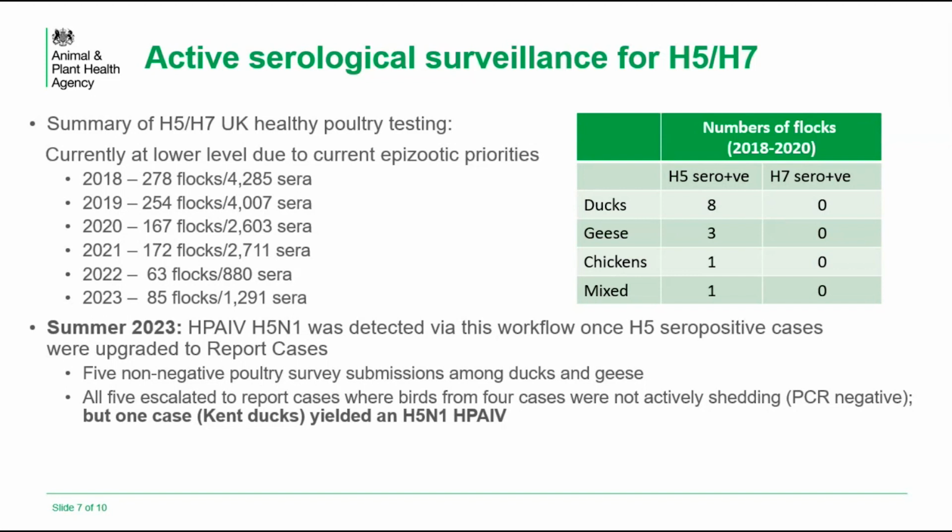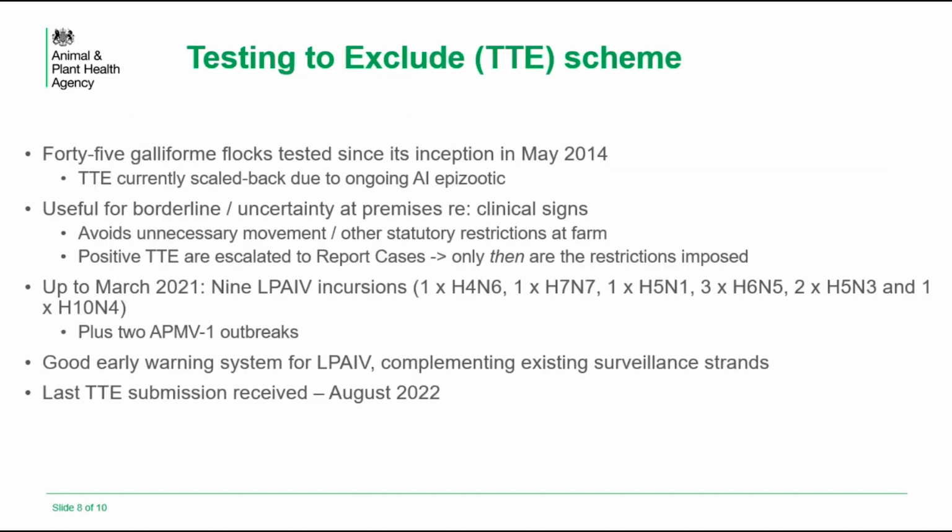4 of them were negative, so we didn't detect any viral shedding. The birds had only had prior exposure to the virus from the antibody response. But one case, ducks in Kent, yielded high path H5N1. This is the first time we've detected a high path virus from the poultry survey. So again, the survey seems to be working. Next slide, please, Marek. Coming on to the testing to exclude scheme.